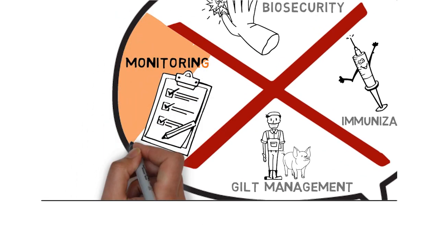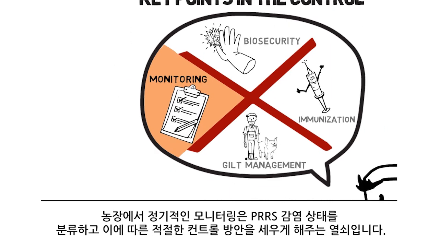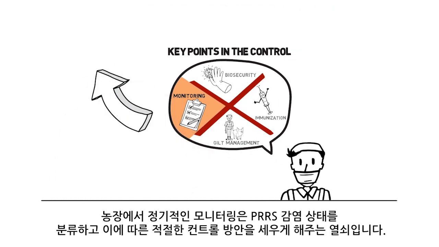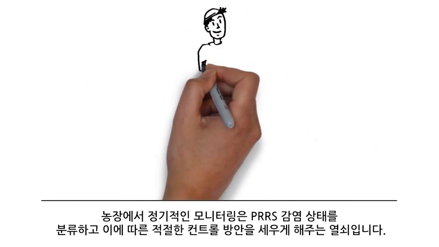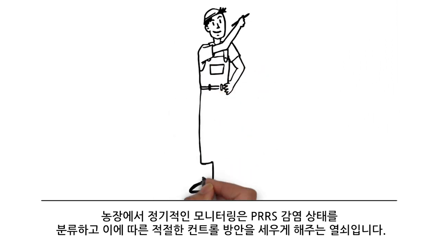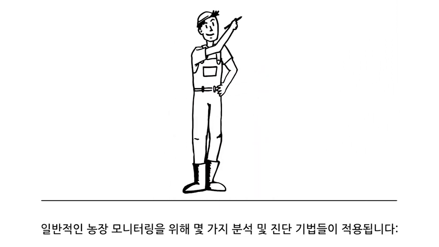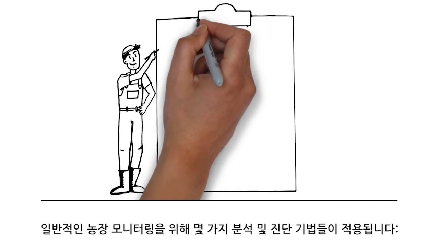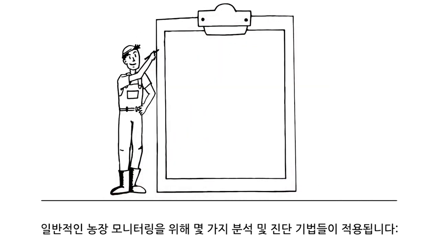Monitoring. Regular monitoring of the farm is key for determining its PRRS epidemiological status and consequently establishing the appropriate control measures. Different analytical and diagnostic techniques are used to carry out the common monitoring of a farm.